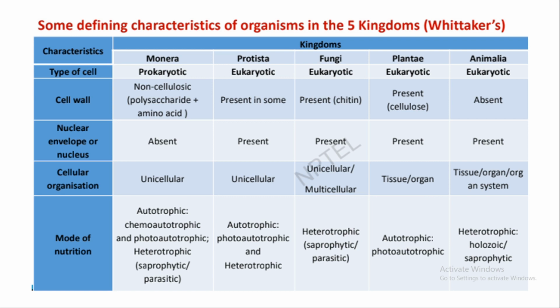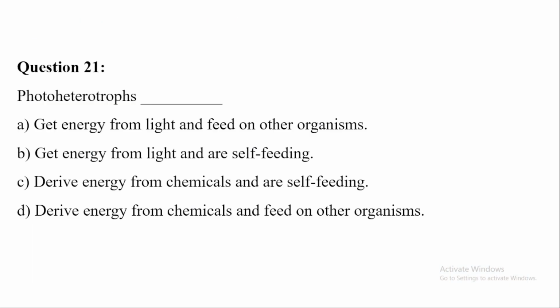Okay, so in the next question I will explain what these modes of nutrition are. Photoheterotrophs, have you heard of the term photoheterotrophs? Options: they get energy from light and feed on other organisms; they get energy from light and are self-feeding; they derive energy from chemicals and are self-feeding; or they derive energy from chemicals and feed on other organisms. So which option is correct? Answer B.